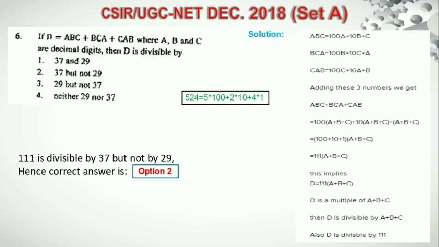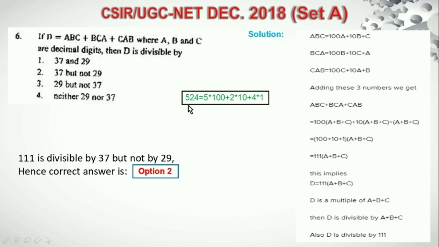Let us now proceed towards question number 6. If D is ABC plus BCA plus CAB, where A, B and C are decimal digits, then we have to find D is divisible by which of these four options.